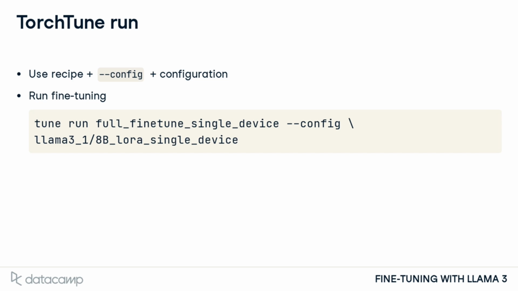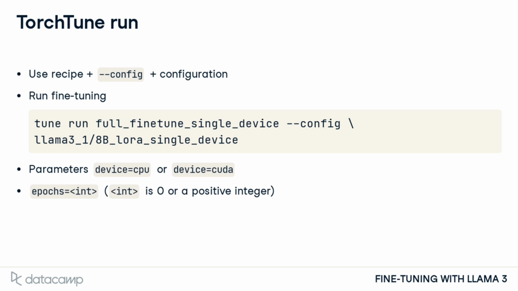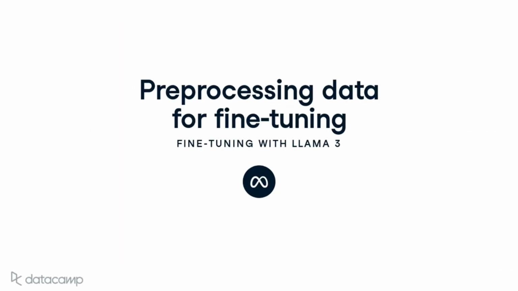Note that throughout this course, we'll specify that device equals CPU and epochs equals 0 parameters to ensure we keep runtimes to a minimum. However, in most practical applications, we'd set CUDA as the device and epochs to a positive integer, such as 20, to allow the model to train over multiple passes through the data.